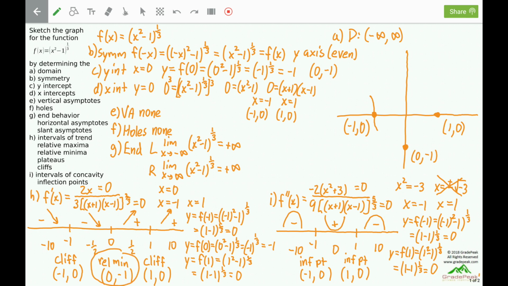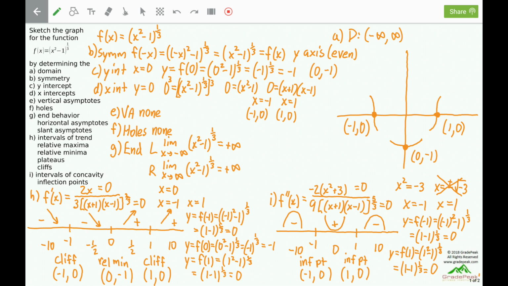Right at the point of 0, -1, we have a relative min. So we can give that a relative min type of shape. Something like so and like so. And right at the point 1, 0, we have another cliff. Now it is also an inflection point because all cliffs are, and it will be concave up on the left and concave down on the right. Being a cliff, the tangent line will go vertical there. So I have a shape something like so.